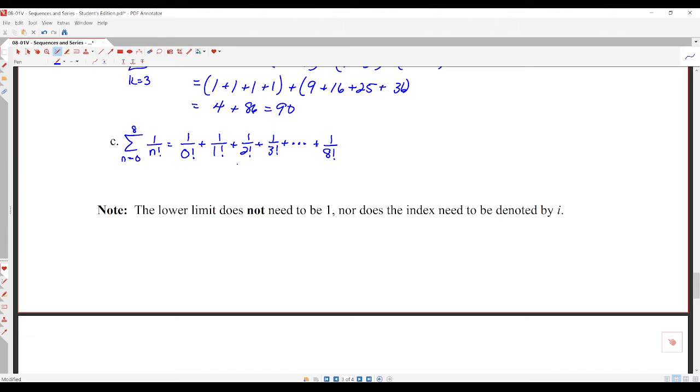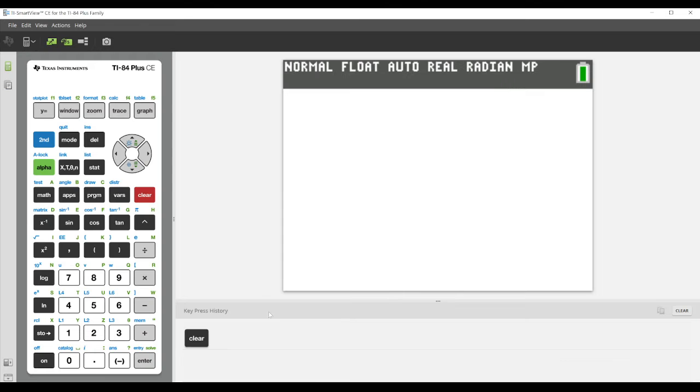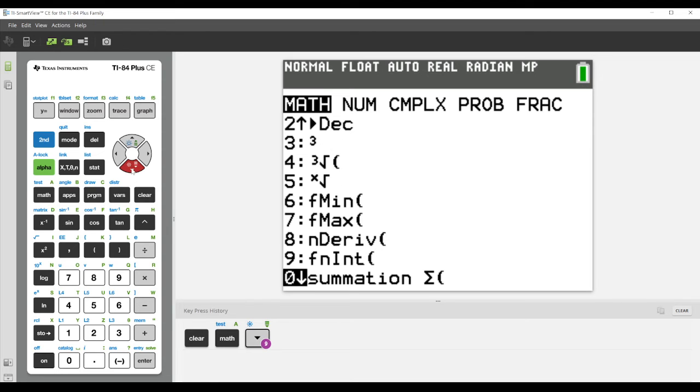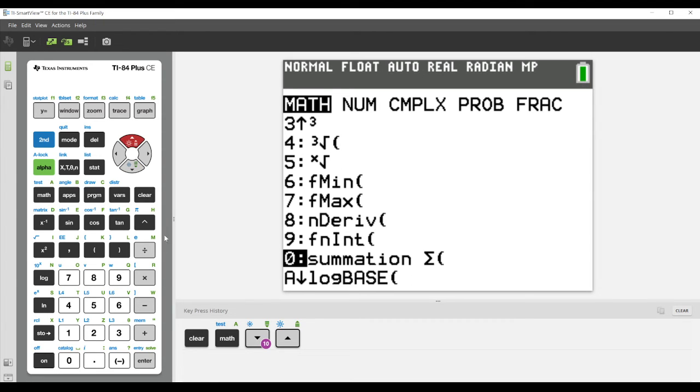All right. So now what I want to do is go ahead and show you how to do this, especially if you have a TI calculator. So let's go ahead and we'll bring up our TI calculator. The summation is under this math button. So we hit sum and we scroll down or up if you wanted to. And down here at 0, we have the summation.